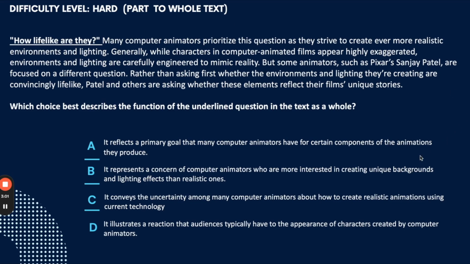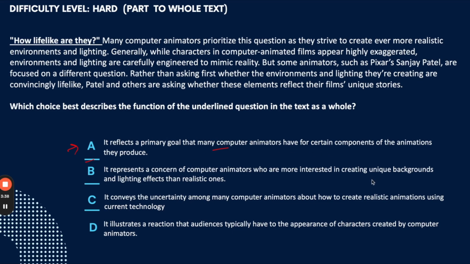Let's look at the first option over here. It reflects a primary goal that many computer animators have for certain components of the animations they produce. Now clearly this underlined question represents the main goal of many animators, which is to create environments and lighting that are convincingly lifelike. This goal is the starting point for the discussion in the text and it sets up the contrasting approach that follows. So I don't find anything wrong with choice A. It is definitely talking about the underlying question and it's telling me what is the significance of this question.